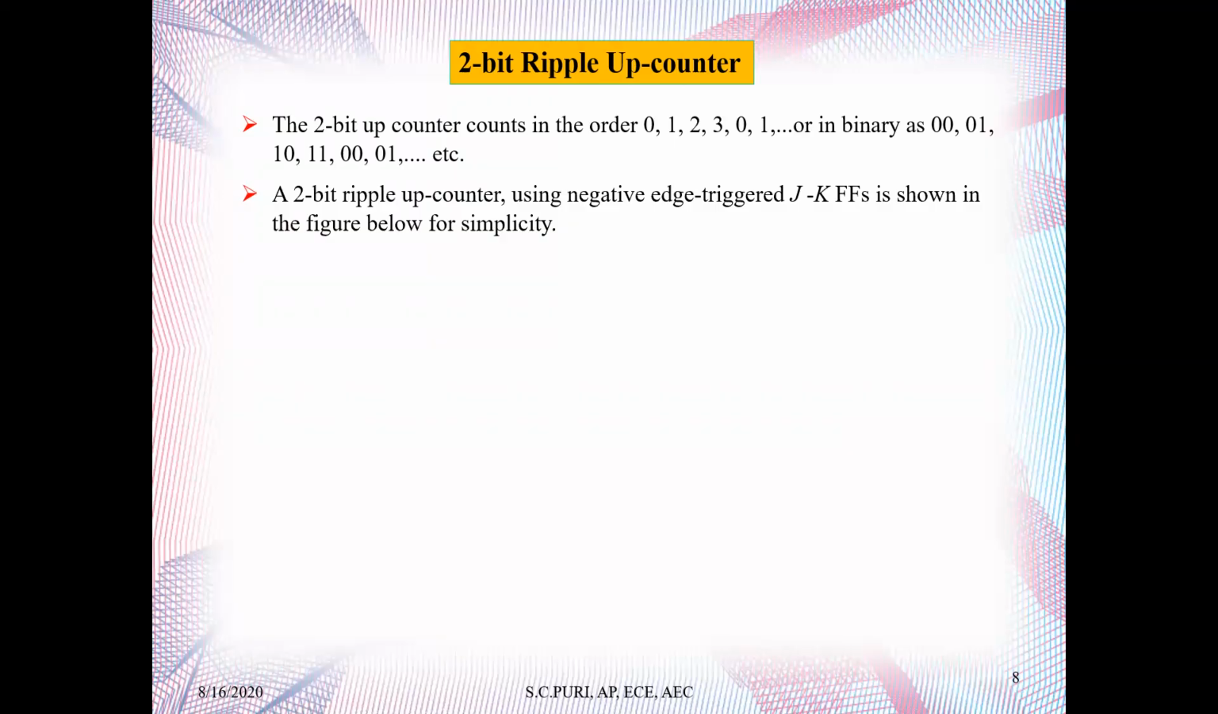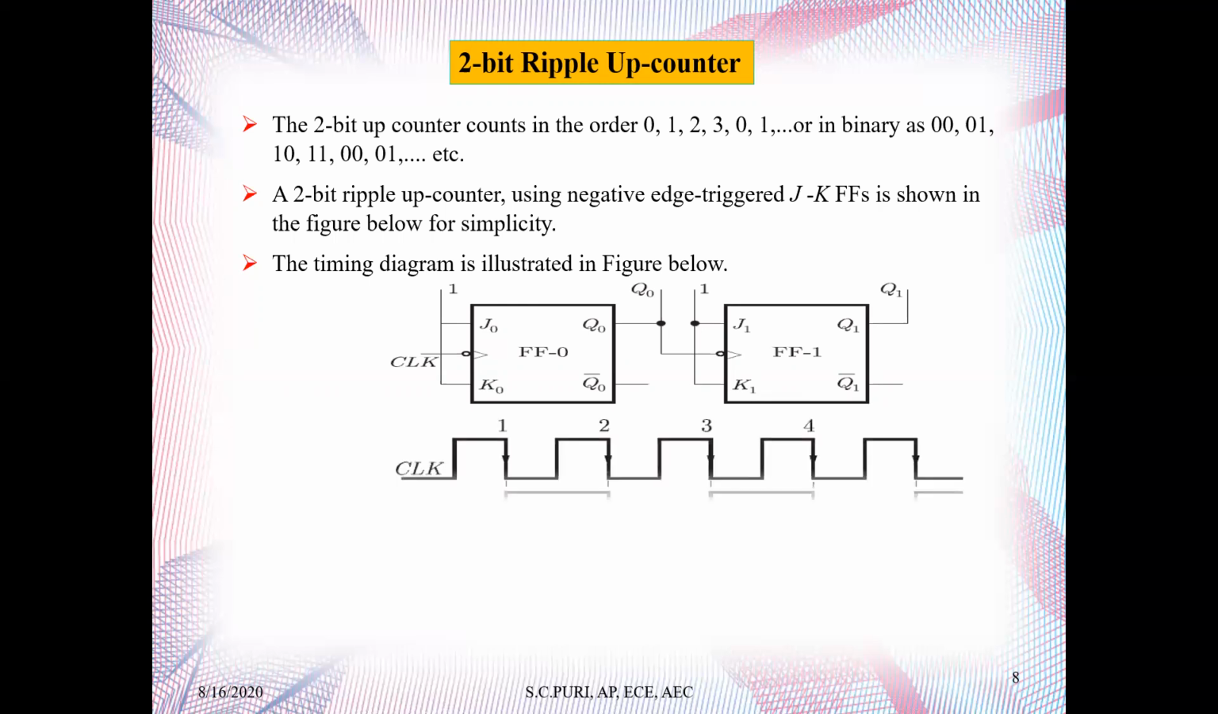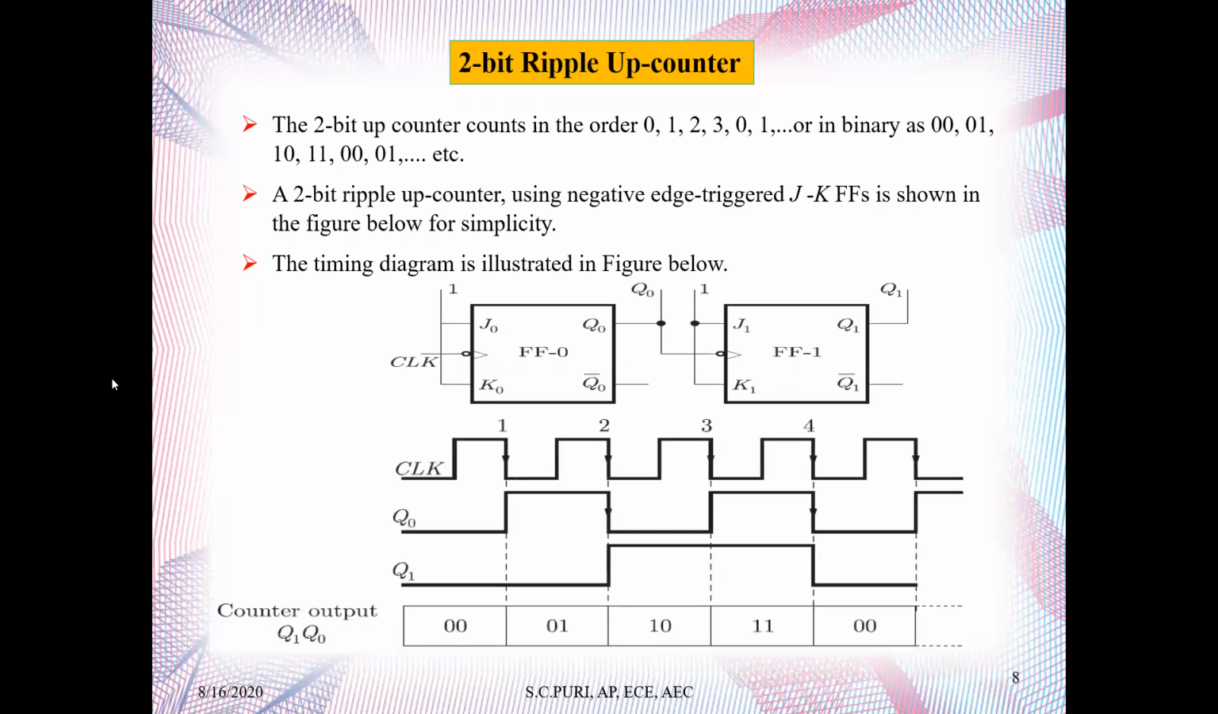A 2-bit ripple up counter using negative edge triggered JK flip-flops is shown in the figure below for simplicity. The timing diagram is also illustrated. As you can see here, there is a simple 2-bit ripple counter. This is a timing diagram. When there is no clock pulse, it is 00. When there is a first clock pulse, suppose a negative edge trigger happens here. Let us talk of this Q0.